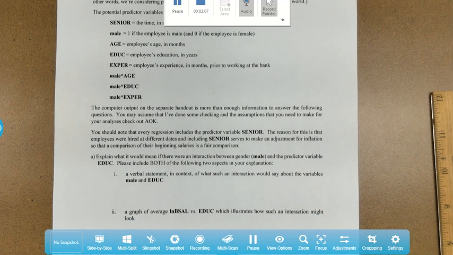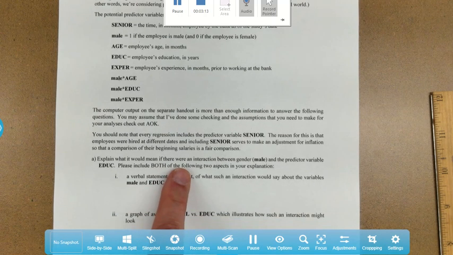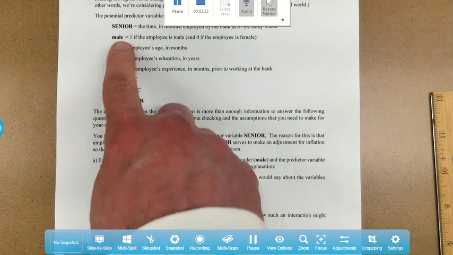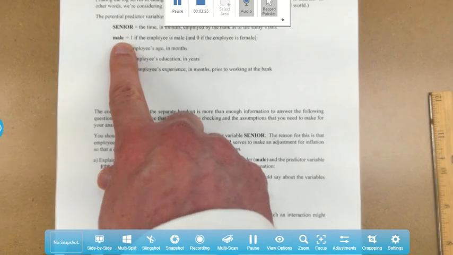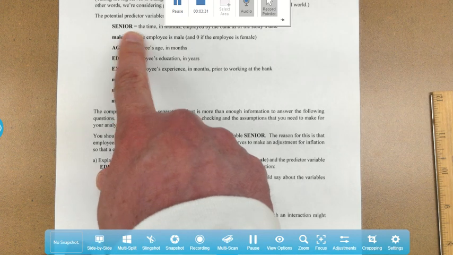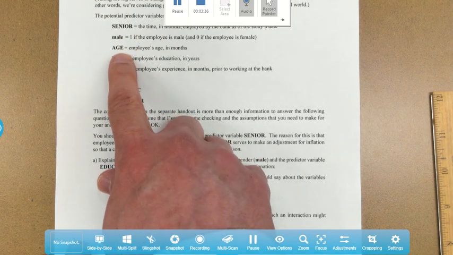Okay, so let's first answer the first question: what would it mean if there's interaction between gender, that is male, and the predictor variable education? One thing you want to do before you get too far in is make sure which ones are categorical data and which ones are quantitative data. Time in months is quantitative. Male, either male or female, is categorical.